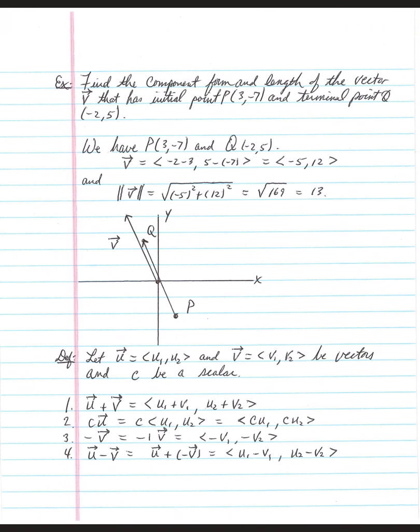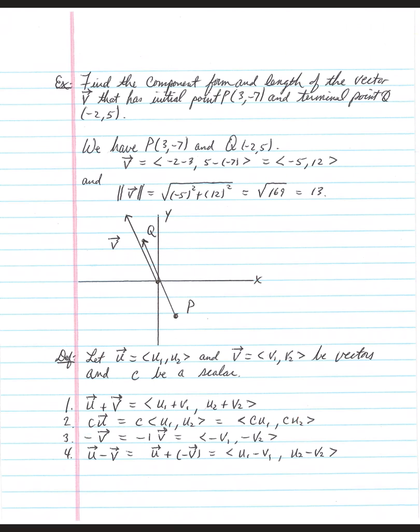Definition, let vector u have components u1 and u2, and let vector v have components v1 and v2, and let c be some random scalar. You can add two vectors together by adding their like components, so u1 plus v1 and u2 plus v2. That's how you would add the vectors. Any vector can be multiplied by a scalar. You just multiply each component of the vector by the scalar.